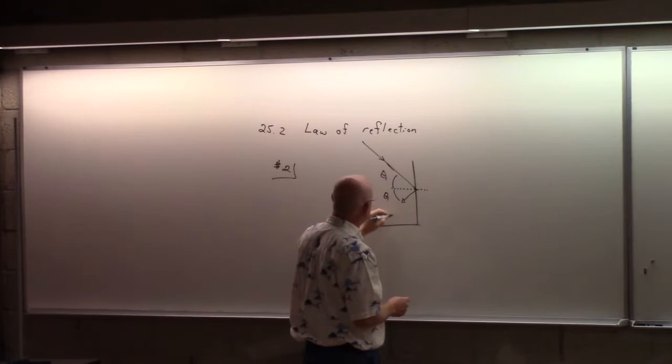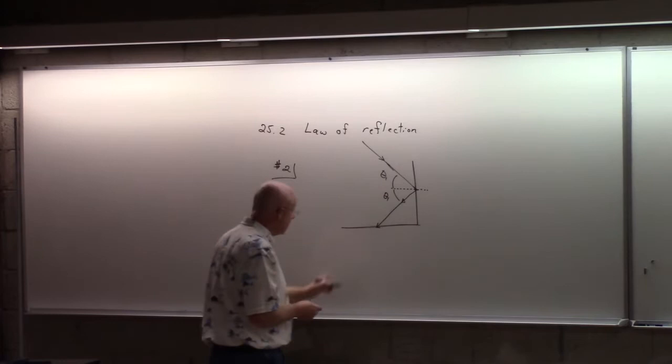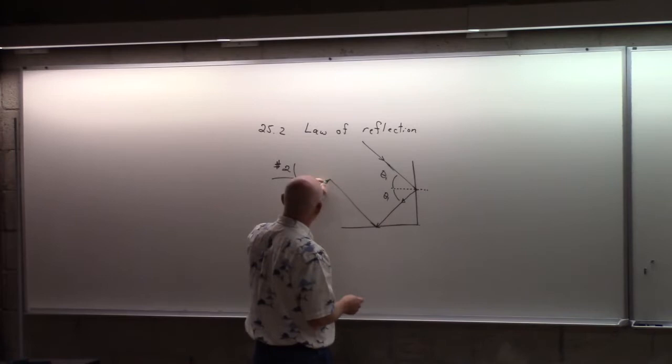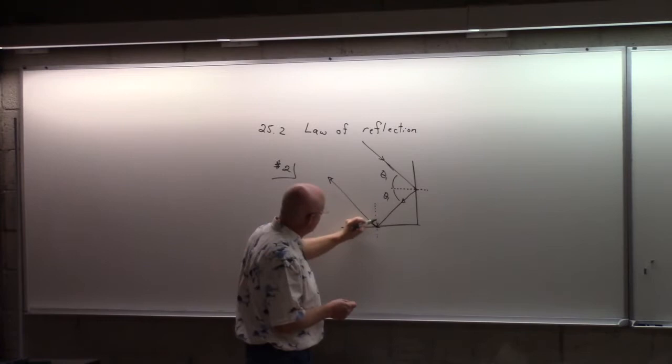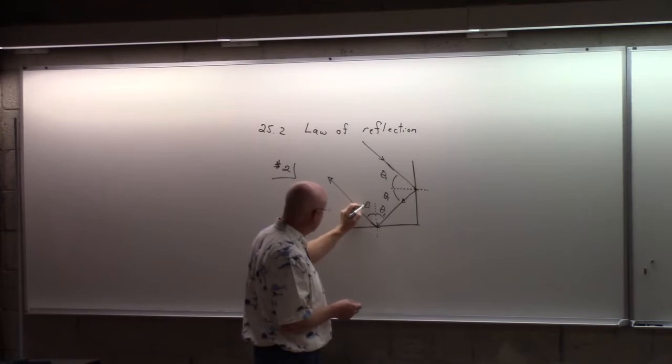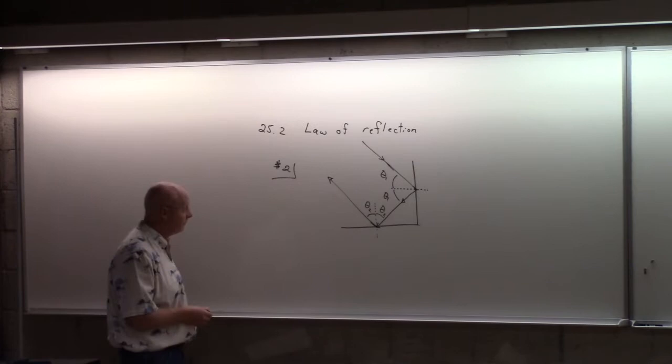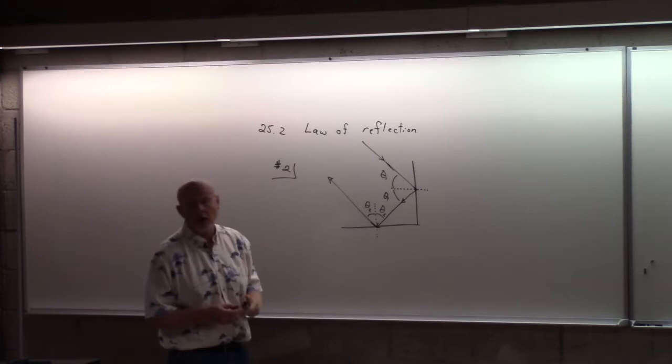Then it bounces down, hits the second mirror, and bounces off of that. Again, if we draw a normal, this angle of incidence, which your author calls theta 2, so I will too, using the law of reflection means that the reflected angle has to be theta 2. And we're to show that the ray coming in and the ray going out are parallel.